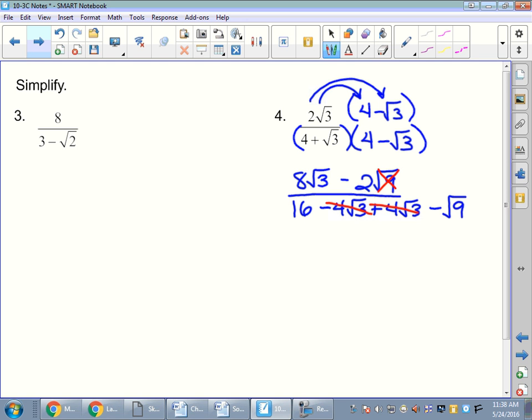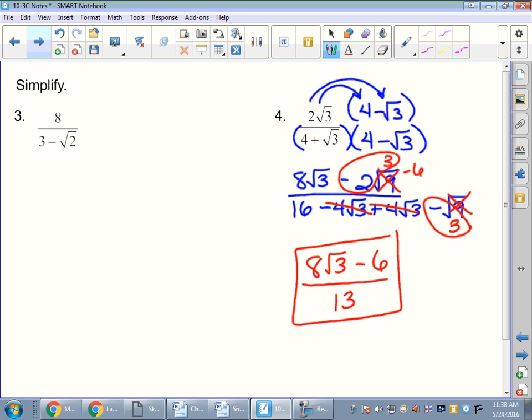The square root of 9 on top becomes a 3, but that 3 needs to be multiplied by this negative 2. And so I have a negative 6. I'm just going to write it there for right now. Square root of 9 becomes 3, and I know it's a negative 3. So when I clean up the top, I have 8 root 3 minus 6 all over 16 minus 3, which is 13. And that's our final answer.